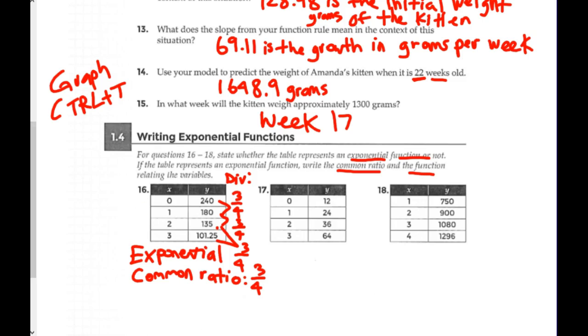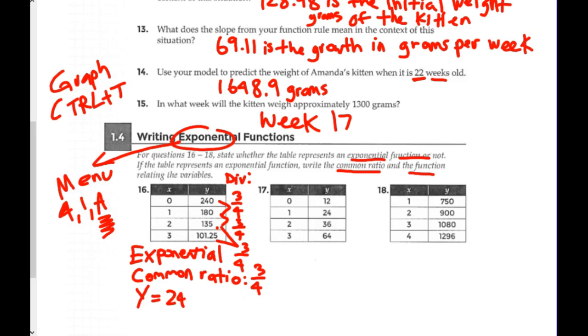Okay? So, last part, I need a function. So the equation, since it's exponential, you're going to do menu 4 1a. That's a 4, by the way. Menu 4 1a. So I'm going to write it for you. I'm trusting you can do this. So you're going to end up with 240 times 0.75 to the power of x, if you type it in correctly.